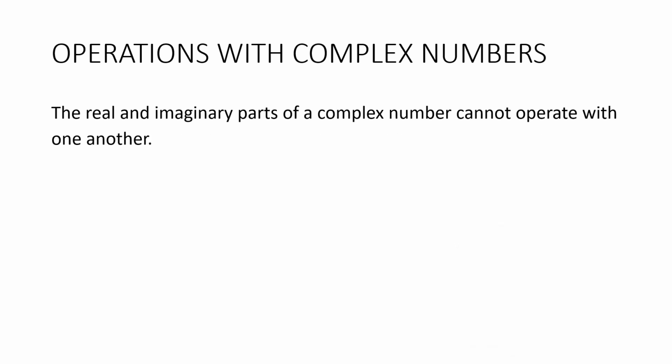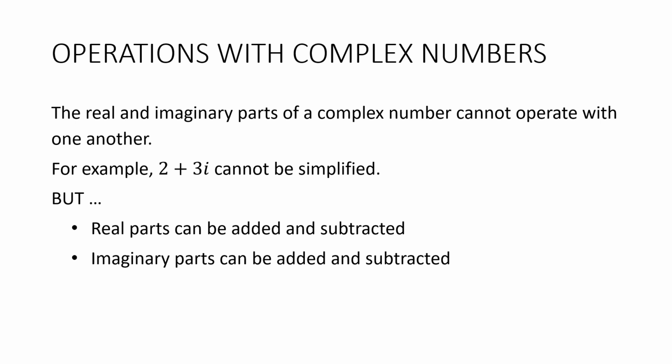So here's an important point before we start. The real and imaginary parts of a complex number cannot operate with one another. So for example, 2 plus 3i cannot be simplified. However, real parts can be added and subtracted, and imaginary parts can be added and subtracted.